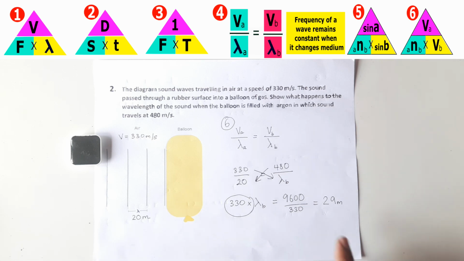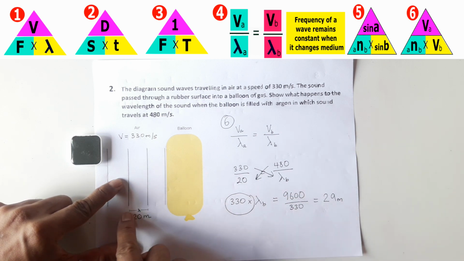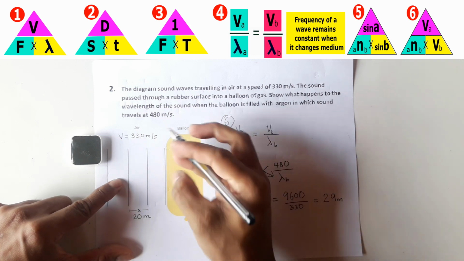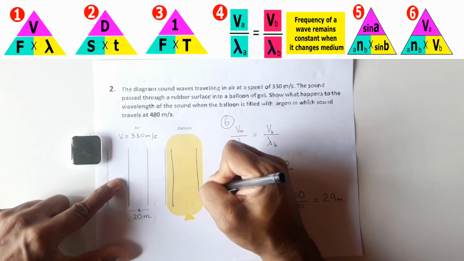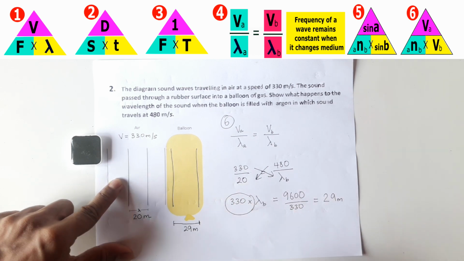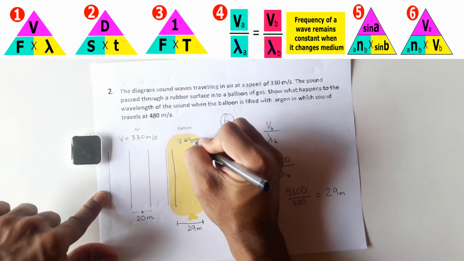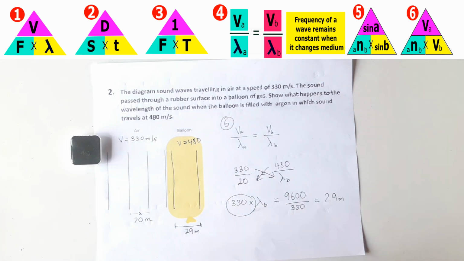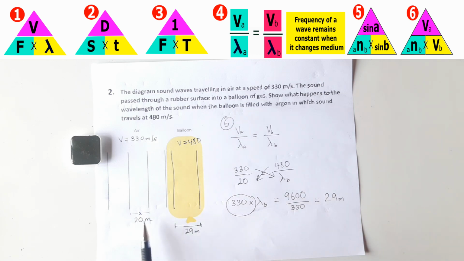So if I had to draw the wavelength inside the balloon, I would have to make sure that the spaces between the crests look a little bit bigger from here to here, because 29 is bigger than 20. So if we draw something like this, as if it was inside the balloon, we just make it a little bit bigger. So that means the distance between here and here is 29 meters. And it makes sense. Let me explain why. Remember, the velocity inside here is 480.